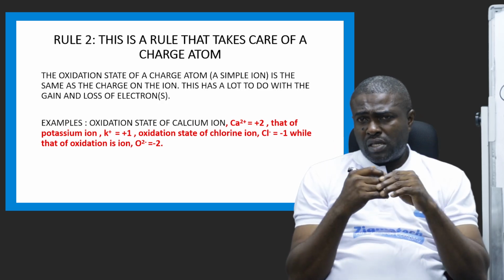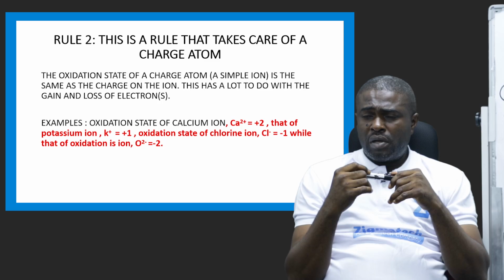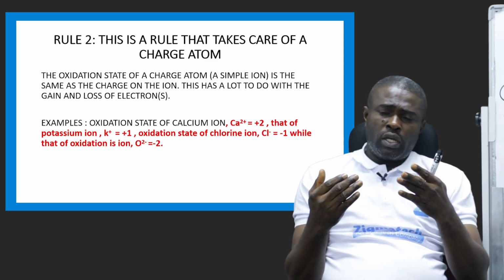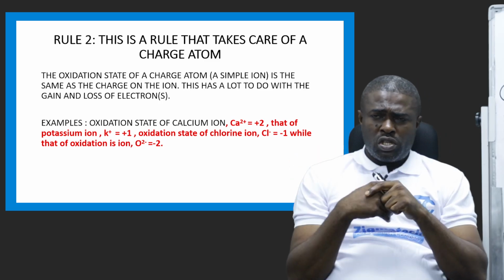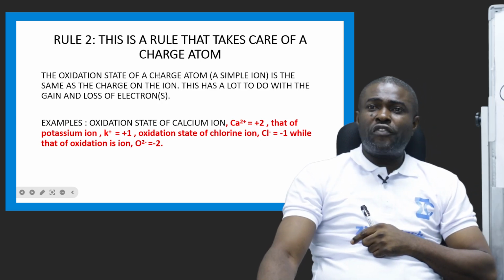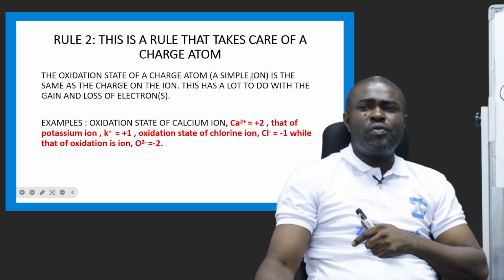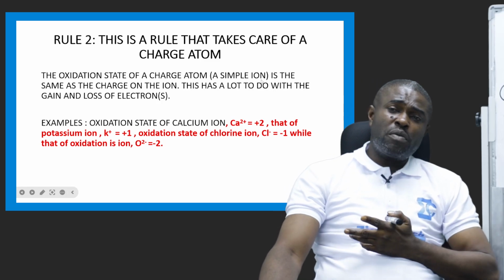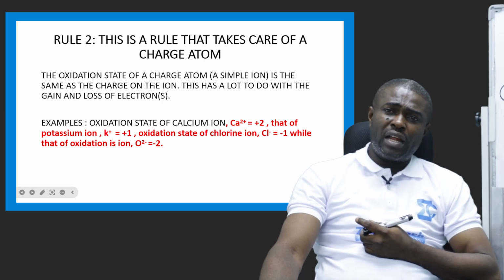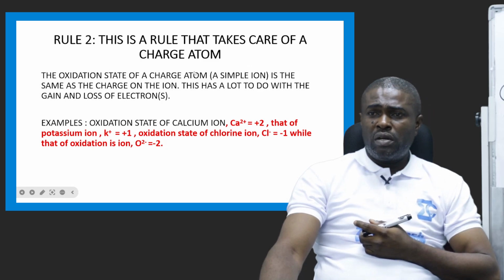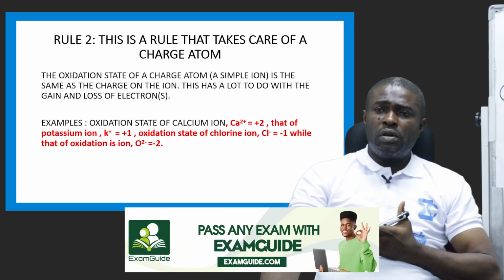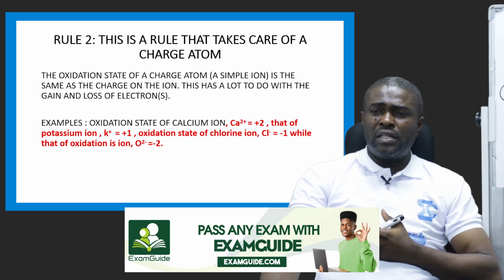What does rule number 2 state? You now have a charged atom. An atom which has lost electron or gained electron. What becomes its oxidation number? Looking at the slide, it says the oxidation state of a charged atom, in bracket I have a simple ion. Yes, a charged atom simply means what? A simple ion. When we define ion as electrically charged atom, right? And when that happens, we produce ion which are positive and what?